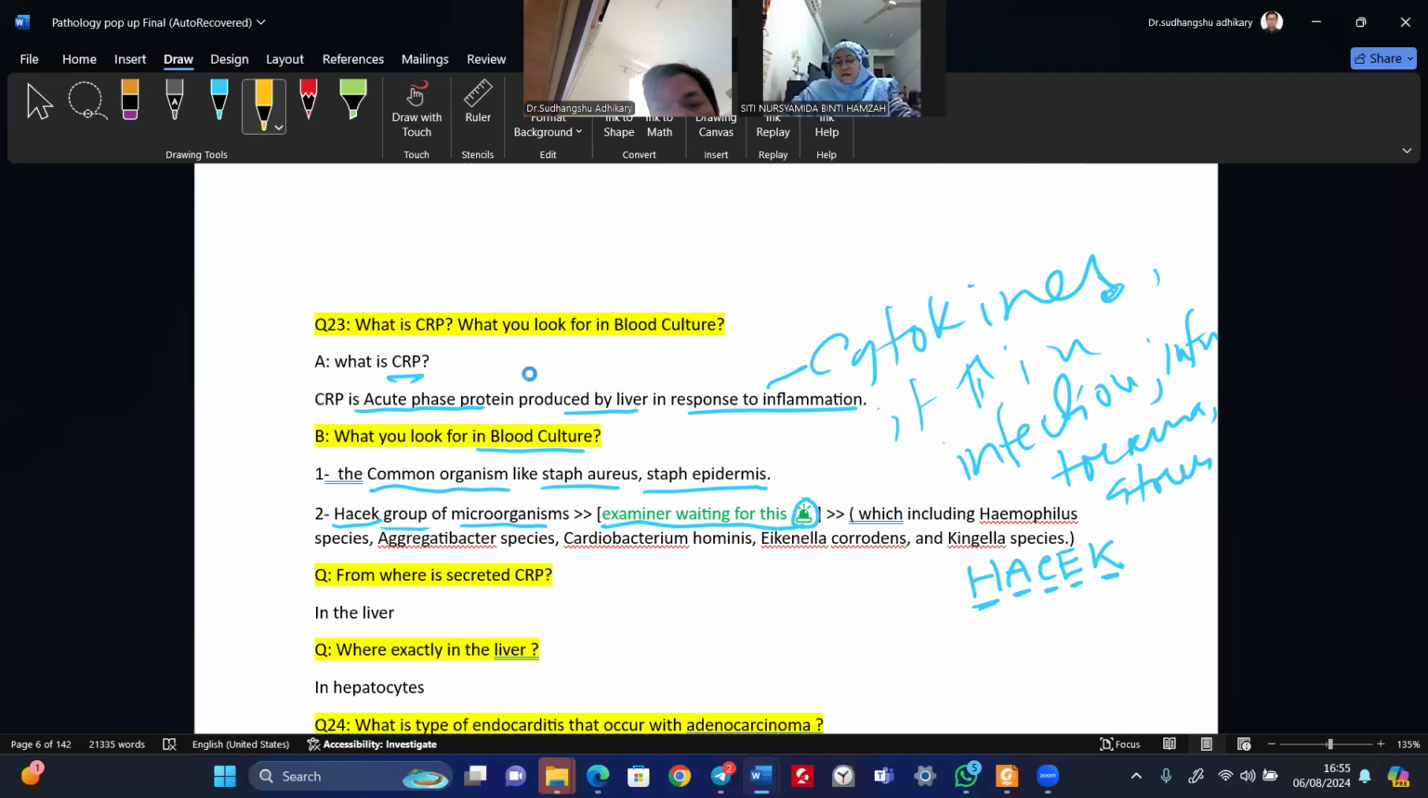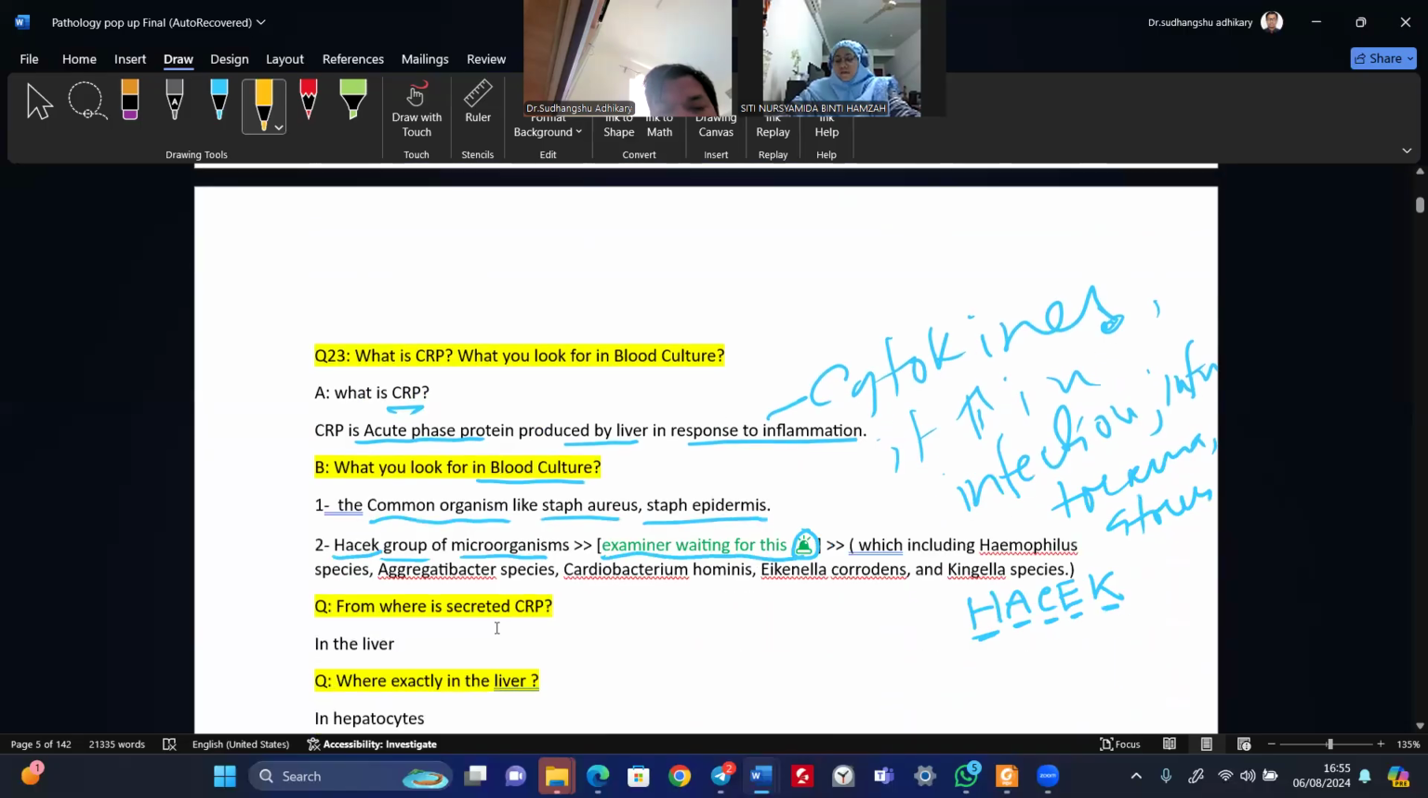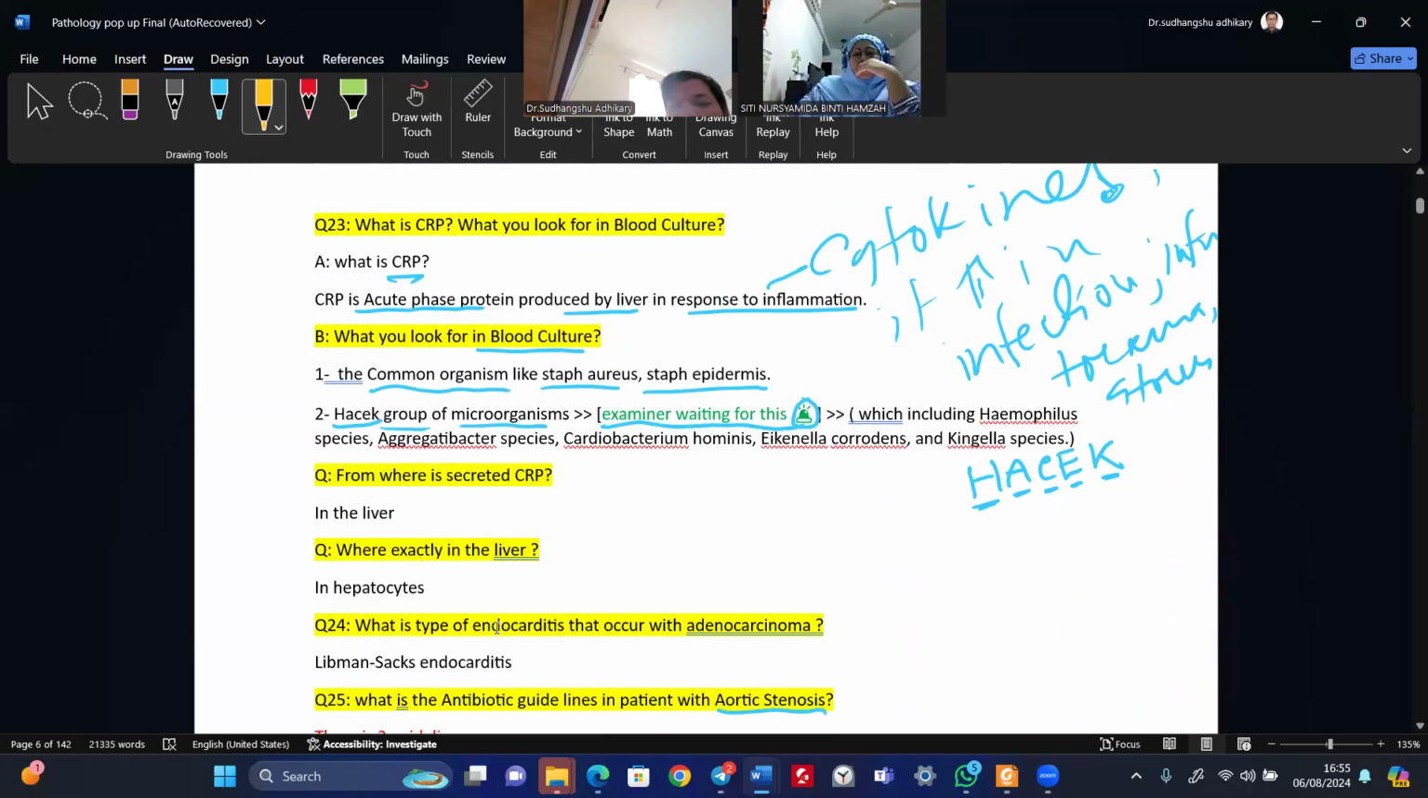And then the HACEK group of organisms. H is for Haemophilus species, A for Aggregatibacter species, C for Cardiobacterium hominis. Again, Haemophilus species, Aggregatibacter species, and Cardiobacterium hominis.